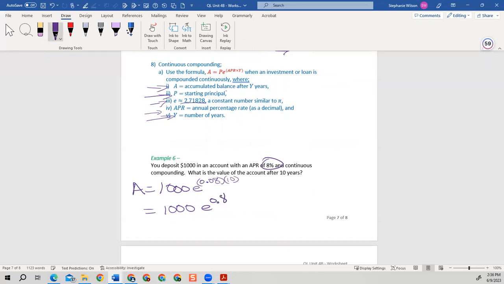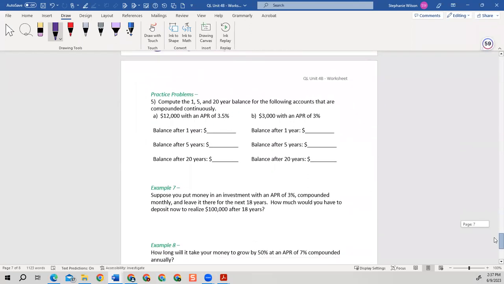All right, now let's put it in our calculator. So I got 1,000. I have the E mode in my calculator, so make sure if you have trouble, just reach out. I'm going to raise it to 0.8, and I get $2,225.54. Okay. We are almost done.